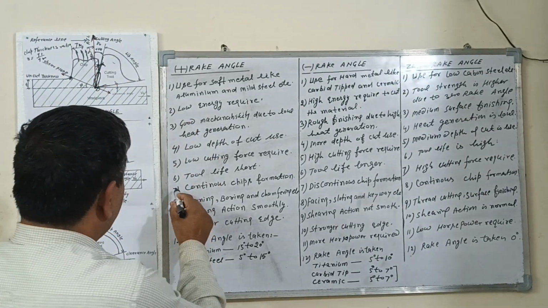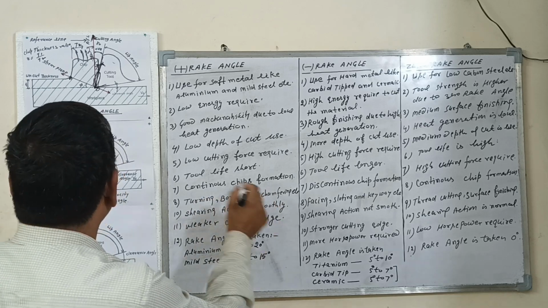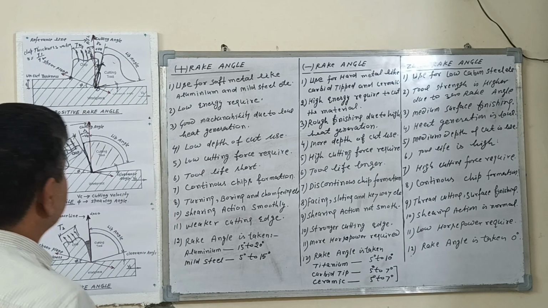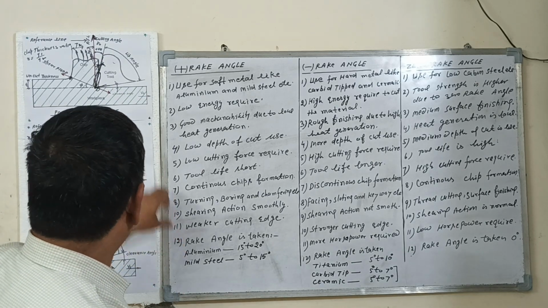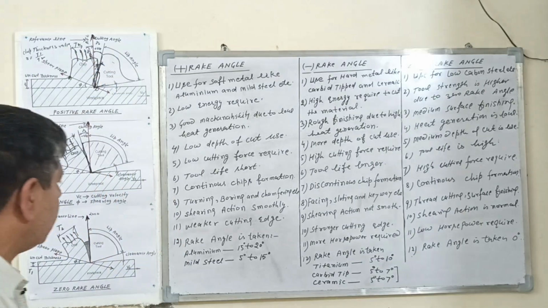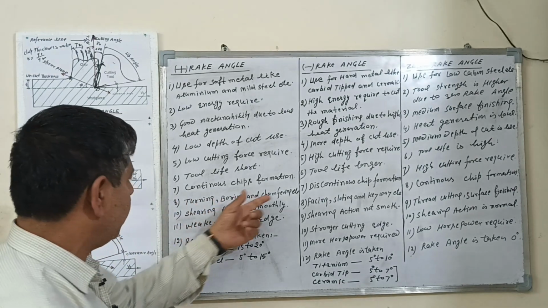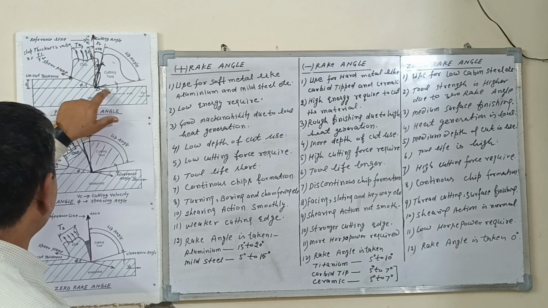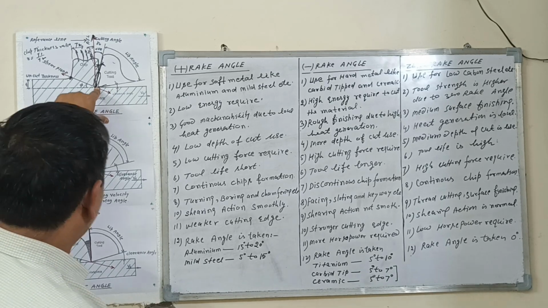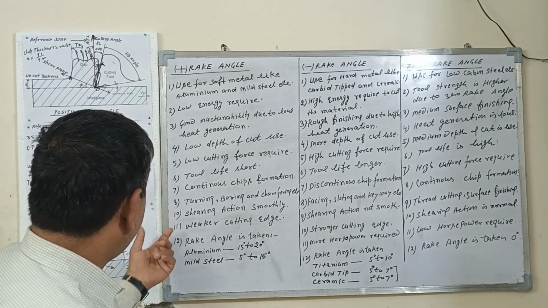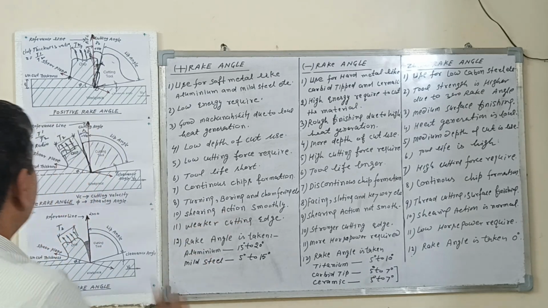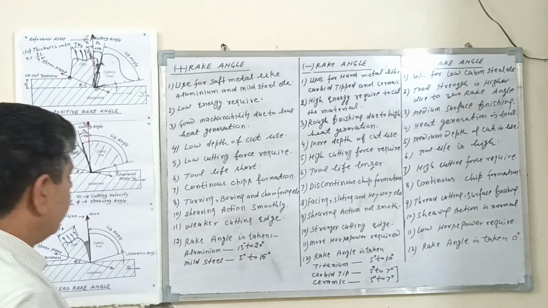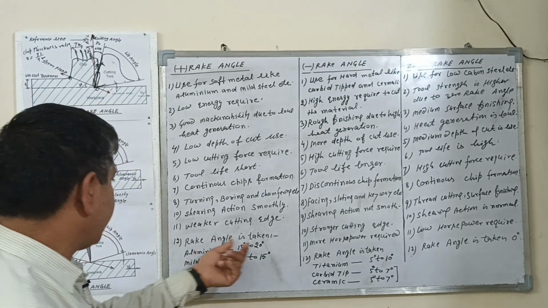Number seven is continuous chip formation, like this. This is a continuous chip formation. Number eight, the positive rake angle is generally used for turning, boring and chamfering. Number ten, shearing action is smooth, which helps to form the chips. Number eleven is a weaker cutting edge; this is a weaker cutting edge.